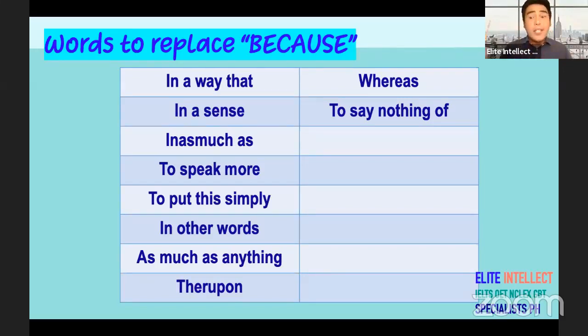To put this simply, in other words, as much as anything, there you go, thereupon, whereas, and to say nothing of, okay? Sir, what are your favorites there?